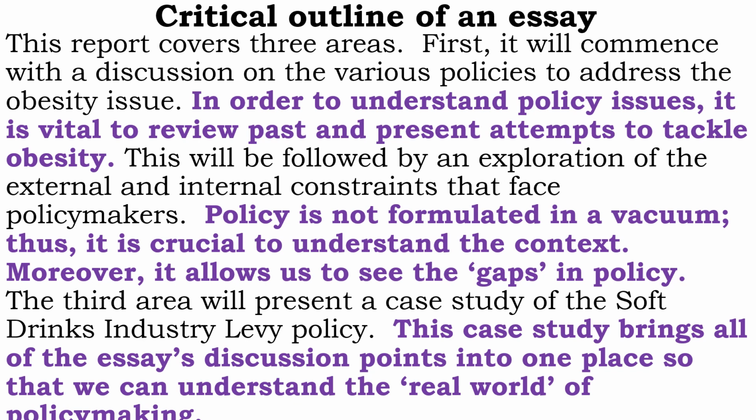Now we have a critical outline of an essay. You can see it follows the same format as the first, however, it's strengthened by providing the rationale in purple. This essay covers 3 areas. The first area, you explain what the area is, and followed by this, you say the why. What purpose is that area serving? Second area, explain what it is. Then in purple, it is explain why this area is important.